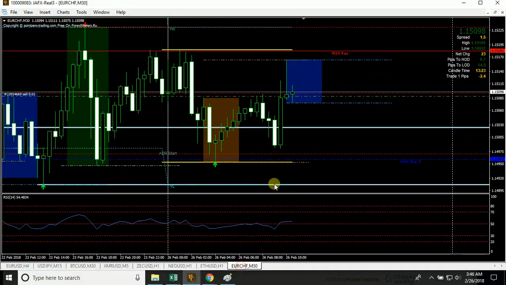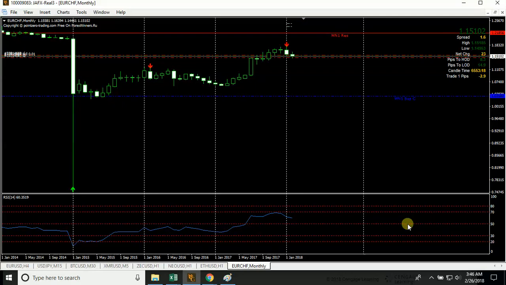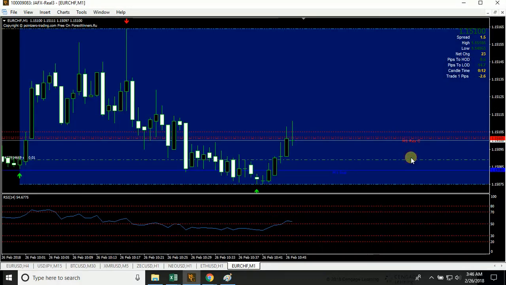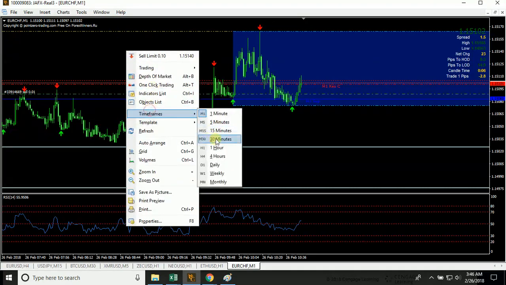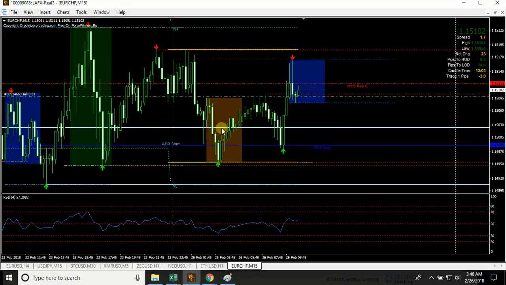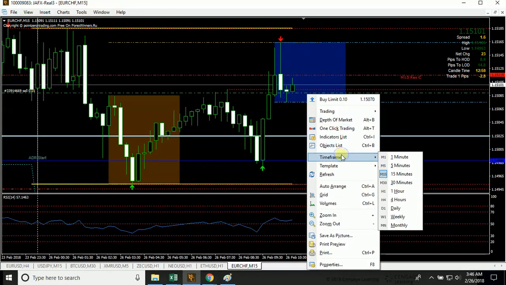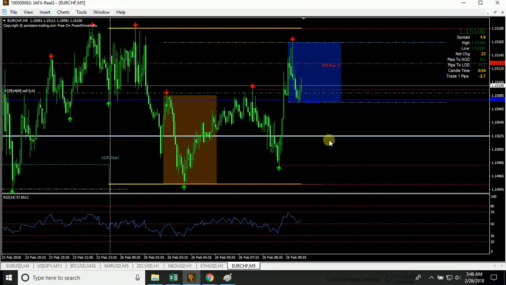I did call a trade on the Euro CHF too. Okay, monthly resistance, monthly support. I'm actually probably gonna take another trade on this particular pair.